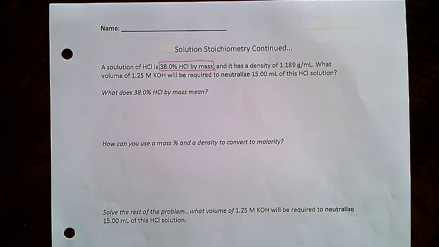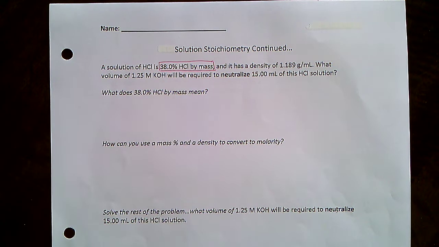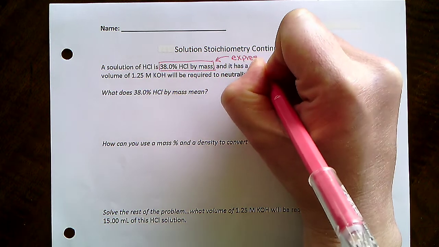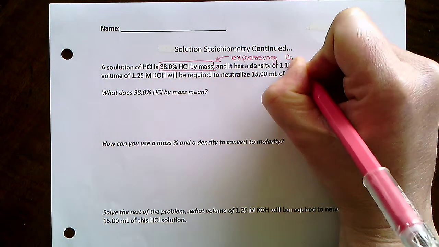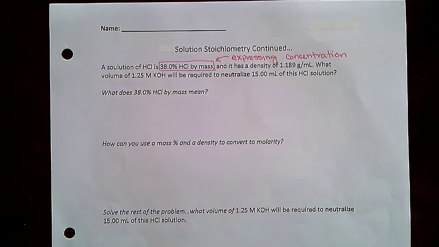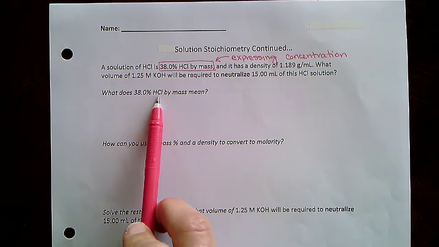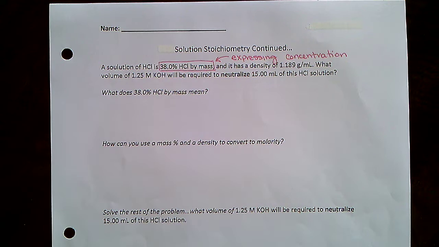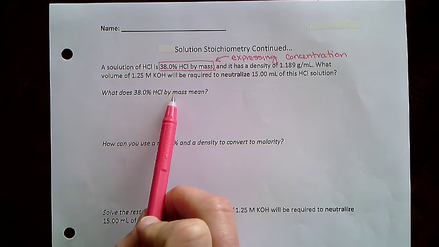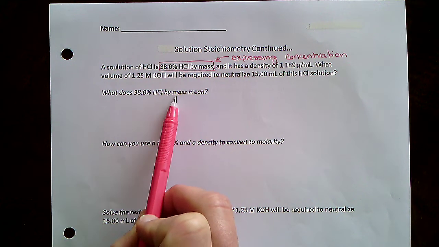So the first thing I want to say is that mass percent is just another way of expressing concentration. So what does it mean when they say that the solution is 38.0% hydrochloric acid by mass? I'm going to show you several ways of representing what this means. They're telling you that HCl makes up a certain amount of mass of the entire solution.